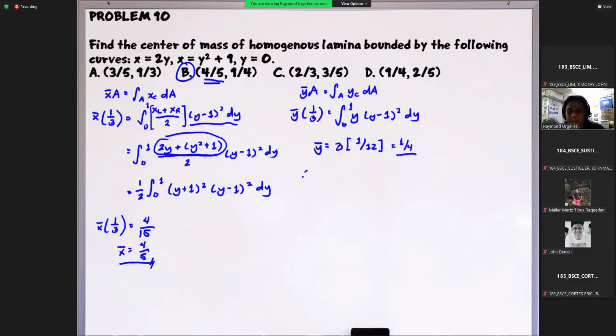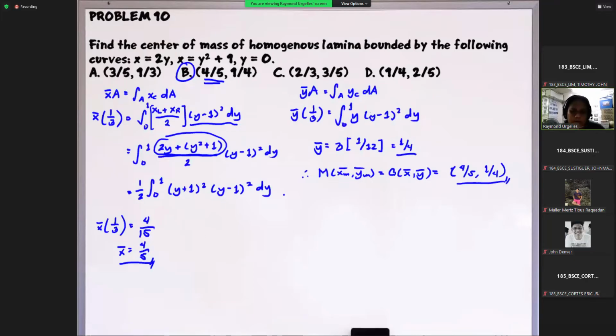Therefore, our center of mass, I'll call it M, is x sub M, y sub M. Since this is a homogeneous lamina, this is just equal to the centroid, x bar, y bar. So we have 4/5, 1/4. Okay? Any questions?